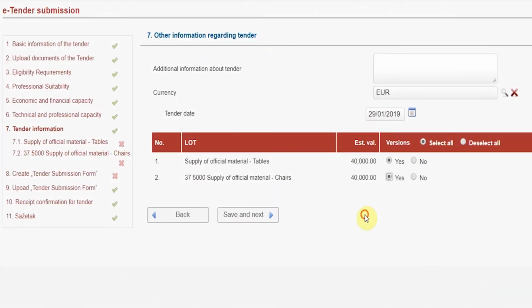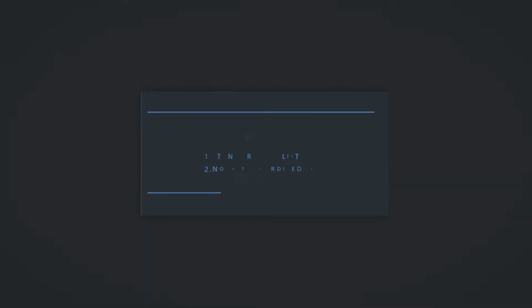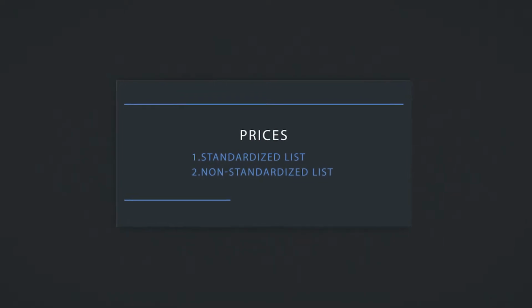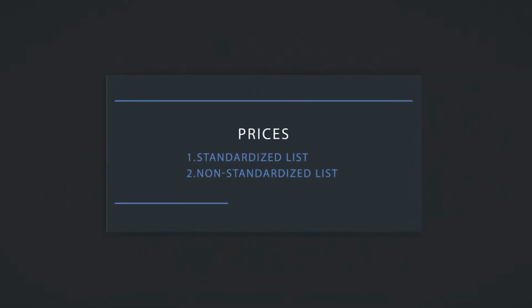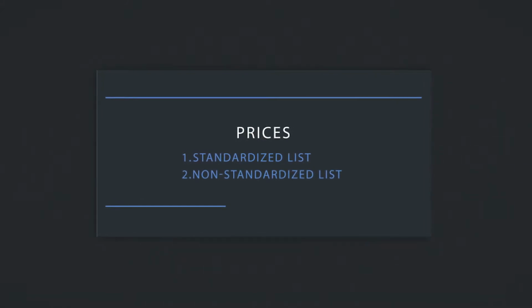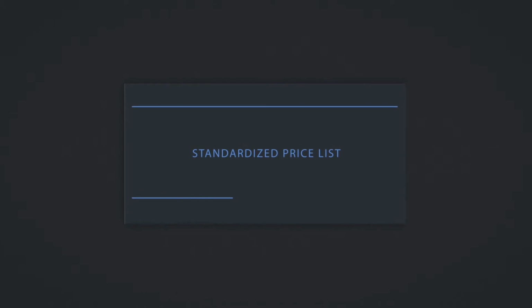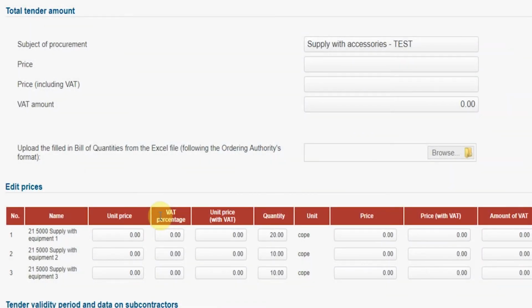After you have entered all of the necessary data, select the Save and Continue button and proceed to the next step. Entering prices. During the drafting of the tender dossier, the contracting authority may use two types of price list: standardized list and non-standardized list. Standardized list. We are illustrating this form with an example of the standardized list.